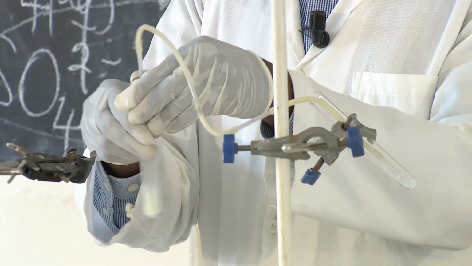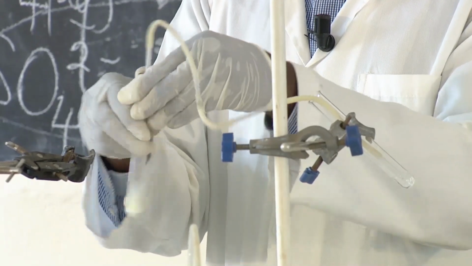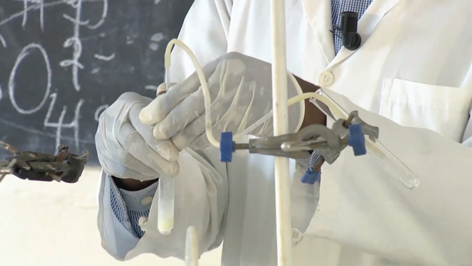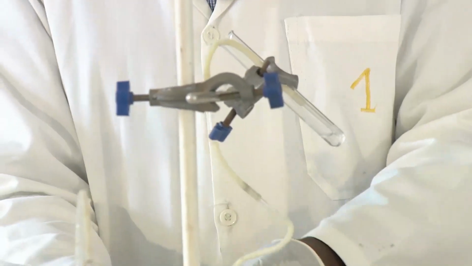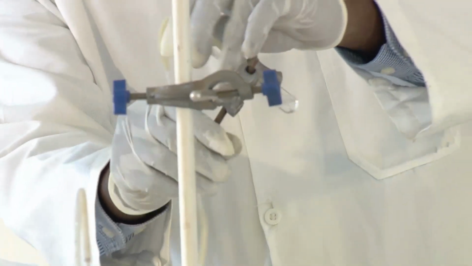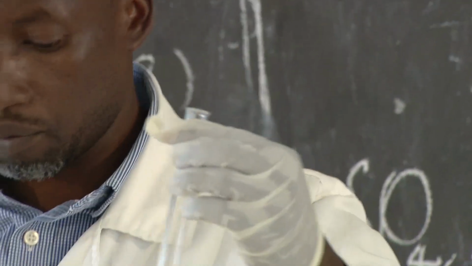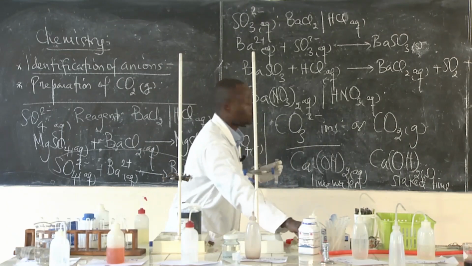See what happens with the solution. Just take a close look at that solution, the lime water. It was milky, and then turns back again to colorless. Wow, that's it. So we don't need to continue. It changes into a colorless solution once again. So you remember we started with the colorless solution, turns milky, and then finally comes back to colorless again.